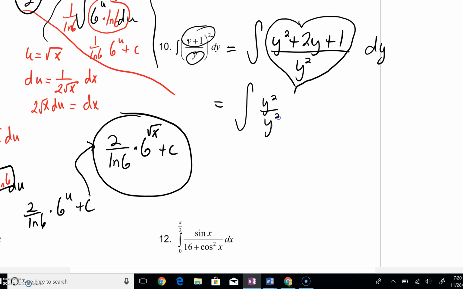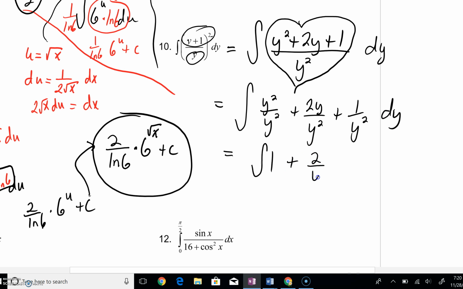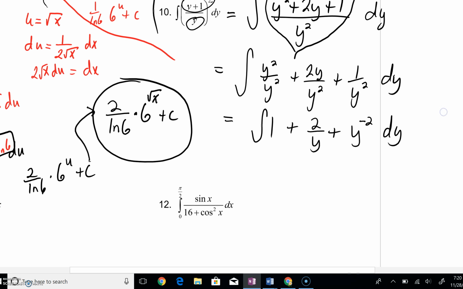We'd have y squared over y squared. Here's a 2y over y squared. And here's a 1 over y squared. And y squared over y squared, of course, is just a 1. This becomes 2 over y. This thing right here is really y to the negative 2. And you might wonder why I wrote the last one with a negative exponent, and yet in the middle I did not. As we wrap this up, the antiderivative of 1 is just a y.